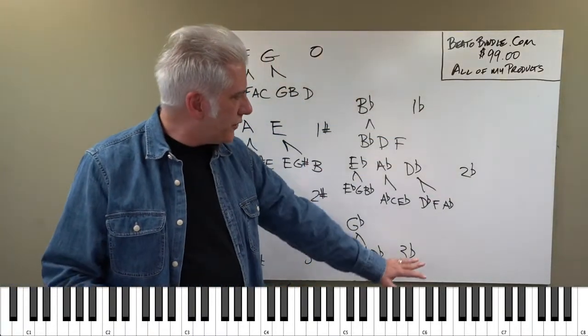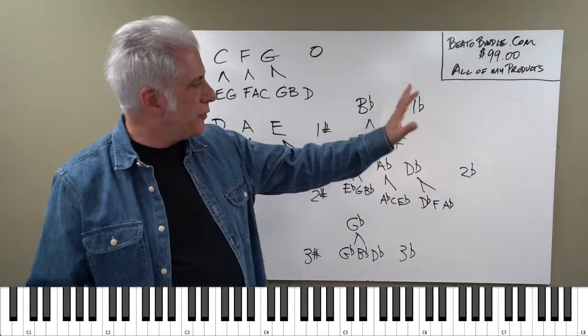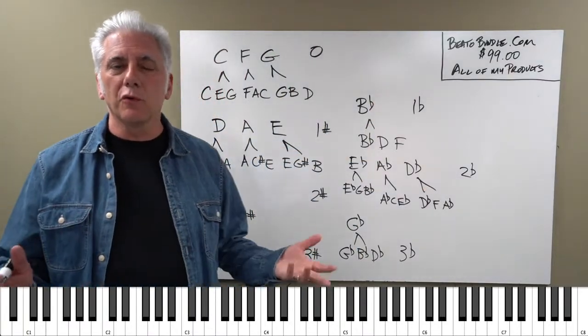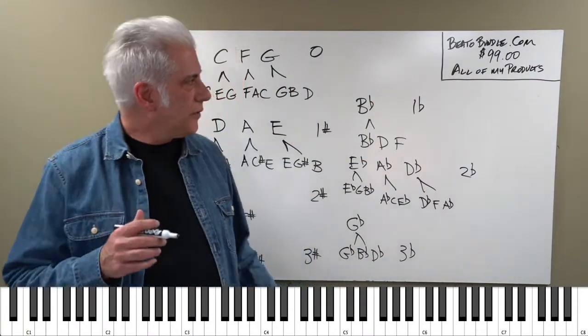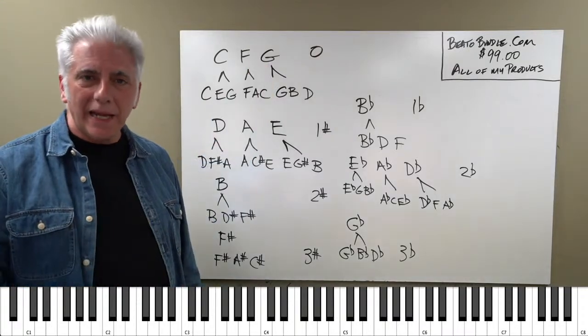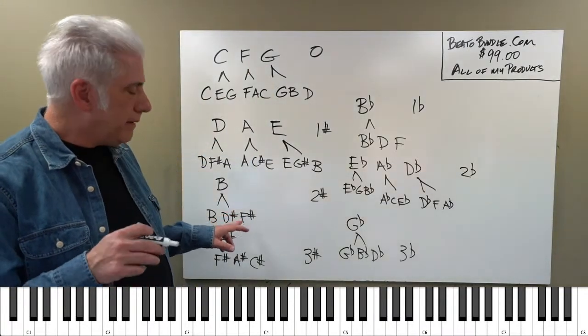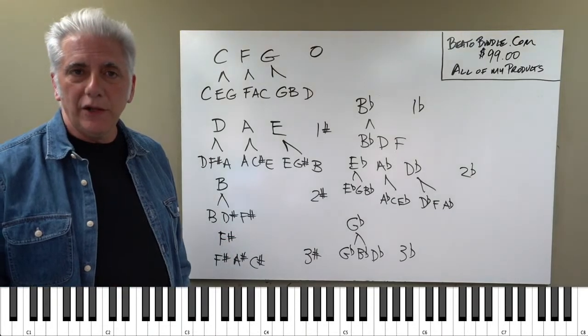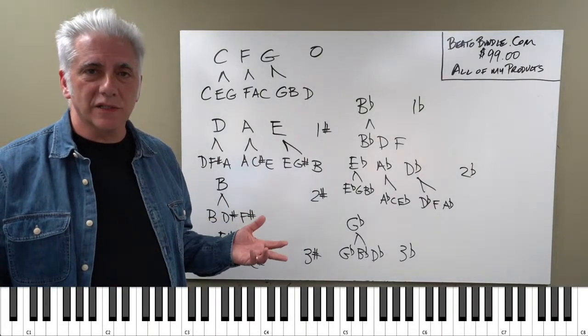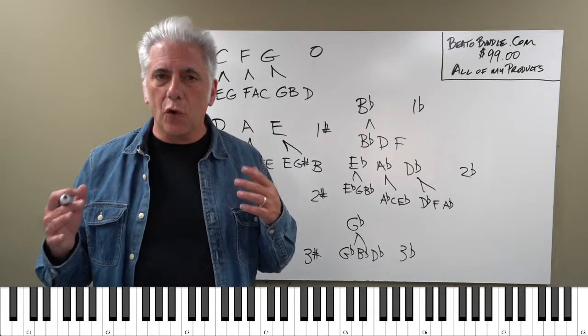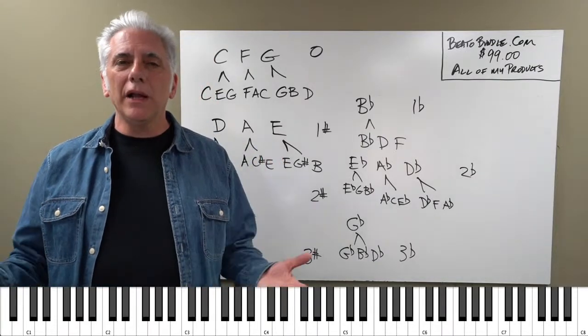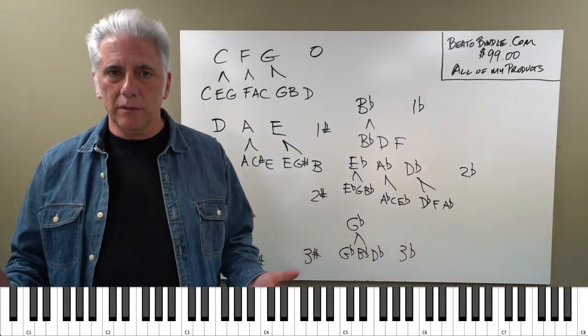Okay, so these are how you memorize your major triads. You memorize them in groups. You just write them down. C, F, G, boom. D, A, E, boom. B, F sharp, okay? And you just memorize what these sharps and flats are. Once you know the notes that are in these chords, to get to the minor chords, it's very simple, okay?